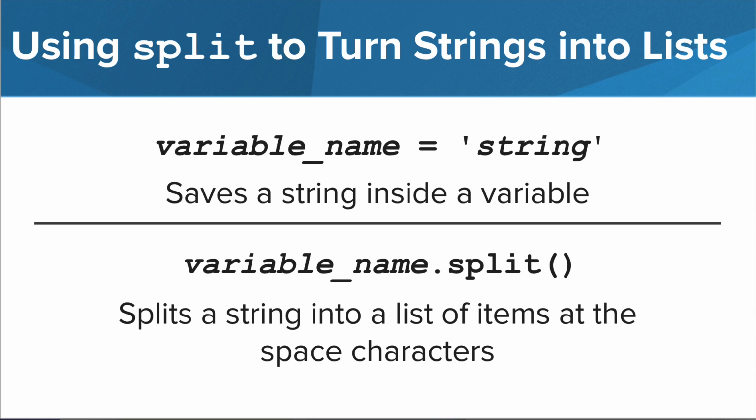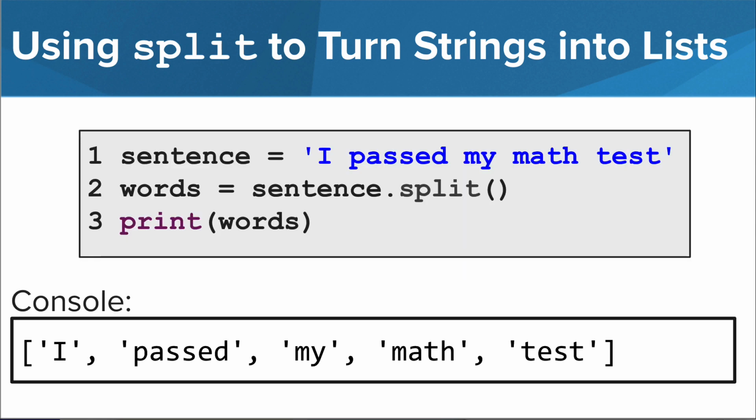When we call the split method on a string variable, it will split the string into items at each space in the string. So if I have my string sentence and I call the split method on it, when I print the new variable words, I will see that each word is now its own item in the list. Note that the spaces are now completely gone.